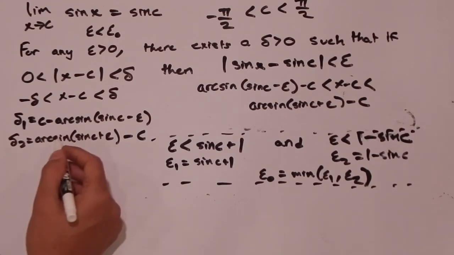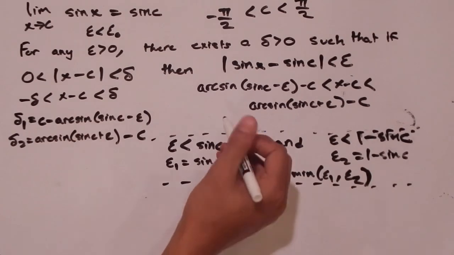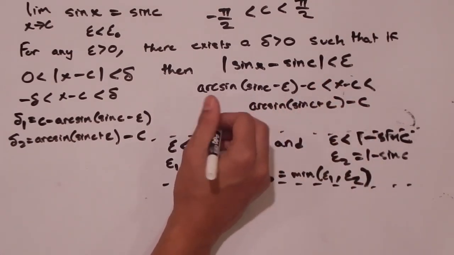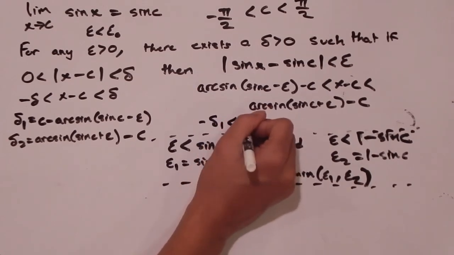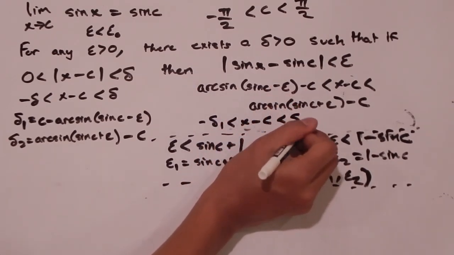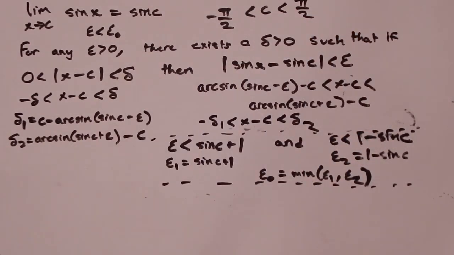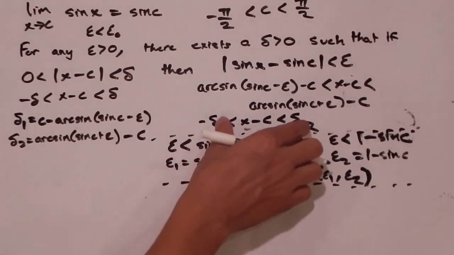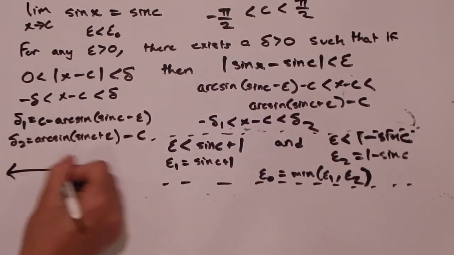But if you take a look at what delta 1 and delta 2 equal, we can rewrite this inequality right here as negative delta 1 is less than x minus c, which is less than delta 2. So we know that whenever this inequality is true, epsilon will be greater than the absolute value of sine of x minus sine of c. Well, what does this look like? What x values does that correspond to?